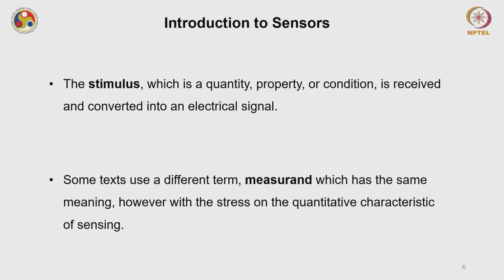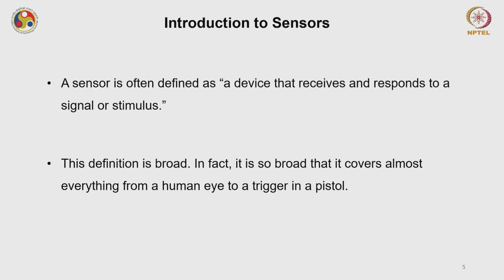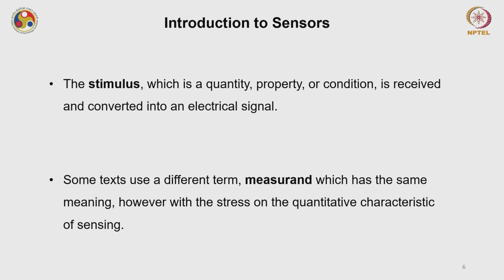We can narrow it down based on various things. However, before we narrow it down, let's understand the meaning of the word stimulus, or measurand. This stimulus is very crucial because how we make this sensor, what the fabrication steps are, and what the principle behind this sensor is will all depend on what stimulus you are using.